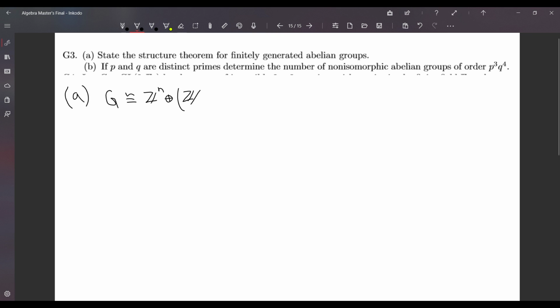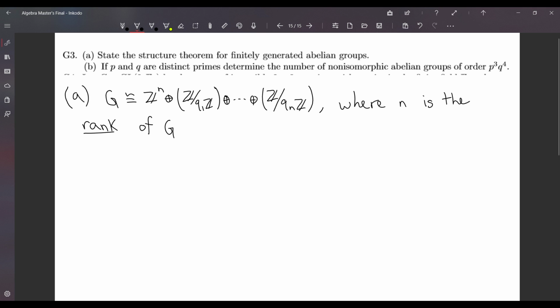So let me write this out nicely. Plus dot dot dot plus Z mod qn Z, where n is the rank of G, and if G is a finite group, then n is 0, and q1 through qn are prime powers.